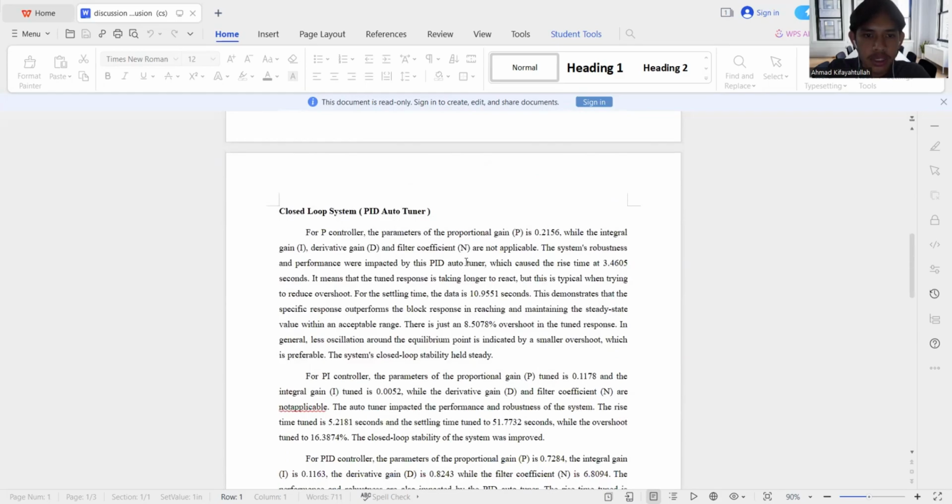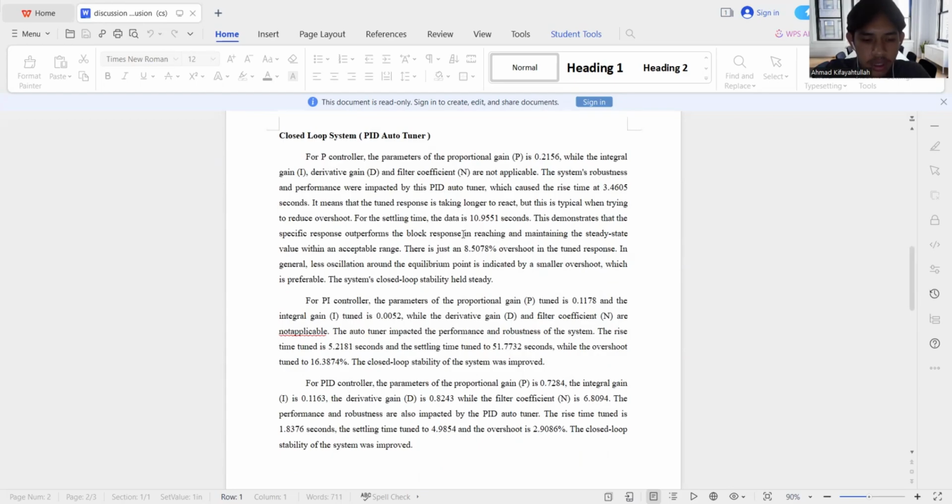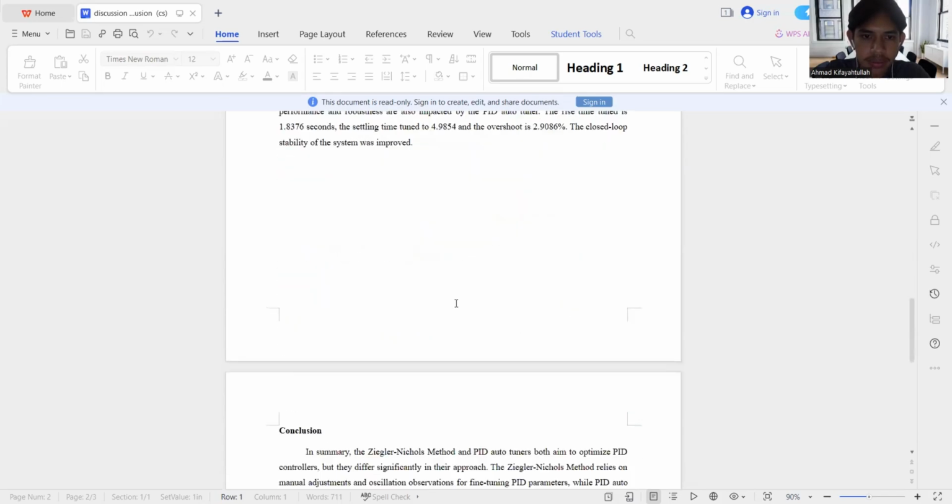Next, for the closed loop system, PID auto-tuner. For the PID auto-tuner, all the controllers P, PI, and PID are already tuned, and we get the values for proportional gain, integral gain, derivative gain, and filter coefficient. Next, we also take the data for rise time, settling time, and overshoot. For controller P, the integral gain, derivative gain, and filter coefficient are not applicable, while for controller PI, the integral gain was applied.